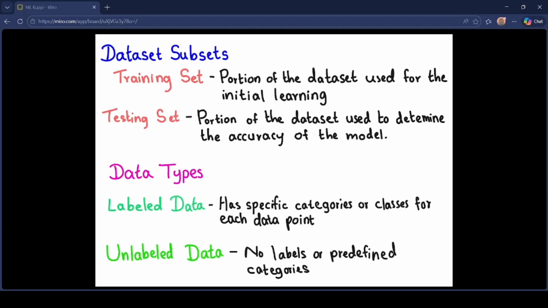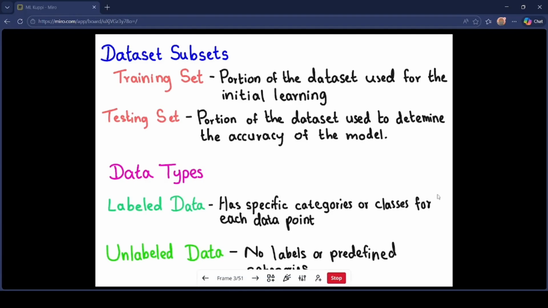And sometimes in some cases there's also a thing called the validation set. That is not a mandatory set. It is an optional set, required only depending on the case that we are working on. So the main two subsets are the training set and the testing set.